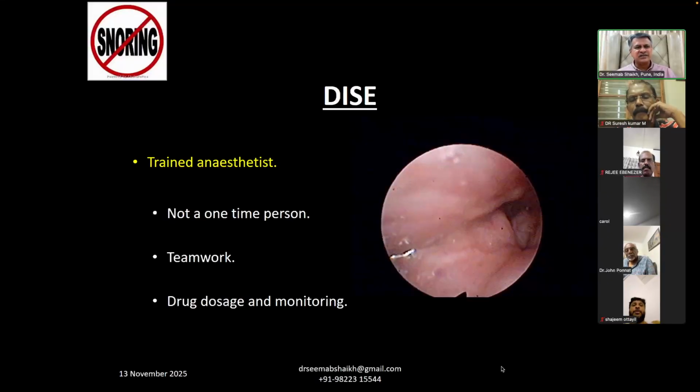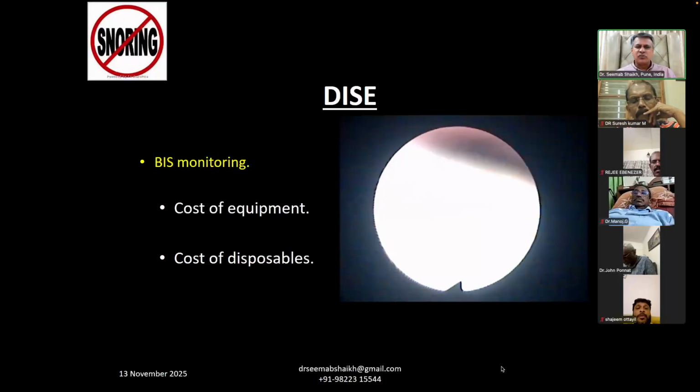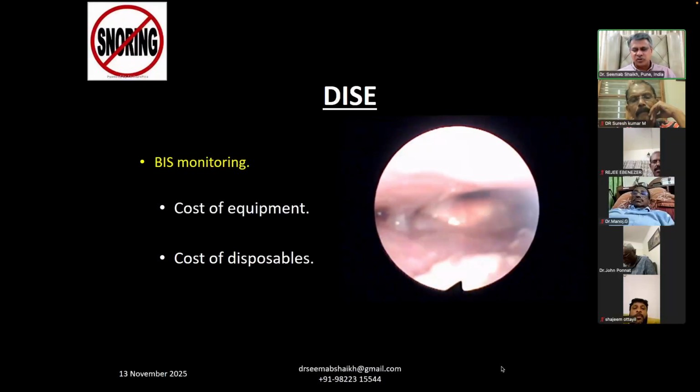So this is extremely important as part of the team. Do not just randomly say, okay, I've posted in the OT today, my regular anesthetist is not there, so I've got this anesthetist to do it. You should rather postpone the DISE to some other time. This is not in any way to take away from the skill of all the anesthetists, but just as we do specialized work, if we have somebody who is well specialized with DISE, then your planning and your execution become very easy.